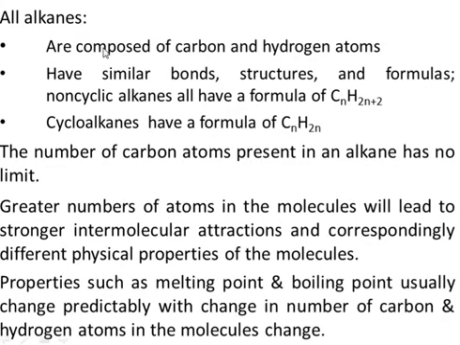All alkanes are composed of carbon and hydrogen because they are hydrocarbons. All alkanes have similar bonds, similar structures, and similar formulas. For non-cyclic alkanes, the general formula is CnH2n+2. In the case of cycloalkanes, the formula is CnH2n, right? So why is it not CnH2n+2?